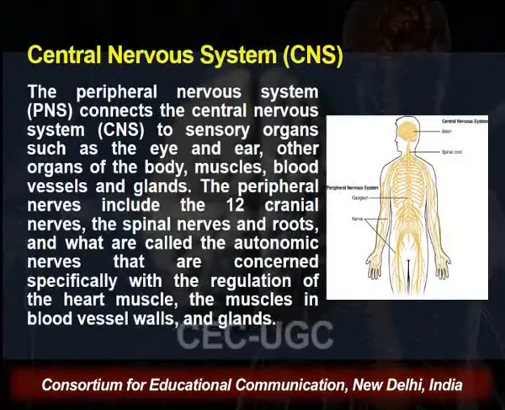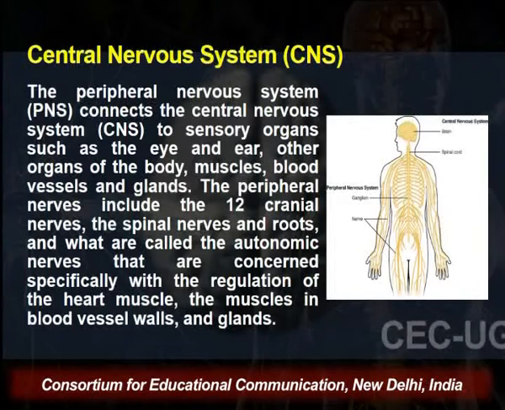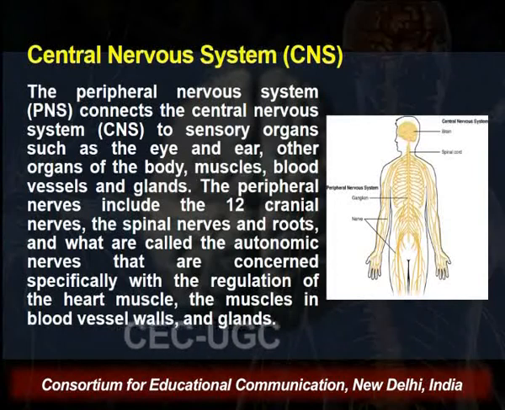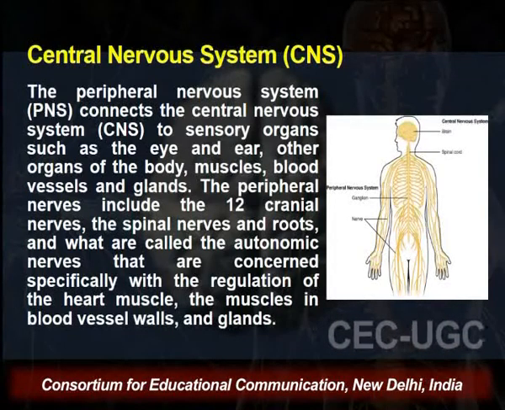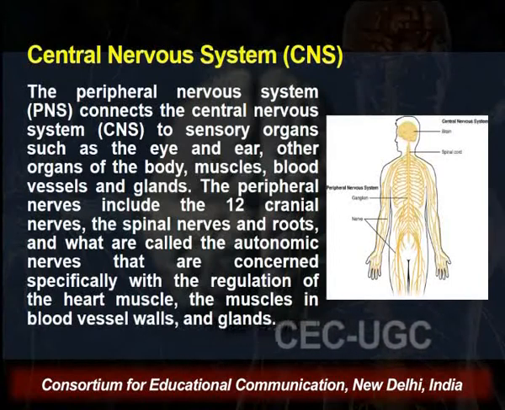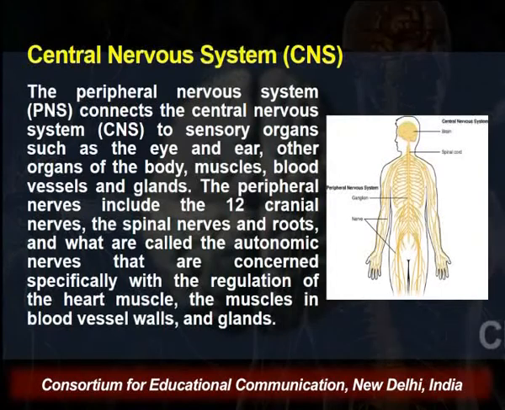What does the peripheral nervous system do? It connects the central nervous system to sensory organs such as the eye and ear, and other organs of the body: muscles, blood vessels and glands. Peripheral nerves include 12 cranial nerves, the spinal nerves and roots, and the autonomic nerves that are connected specifically with the regulation of the heart muscle, the muscles in the blood vessel walls and glands. These are basically the involuntary mechanisms of the body where the peripheral nervous system plays an important role.